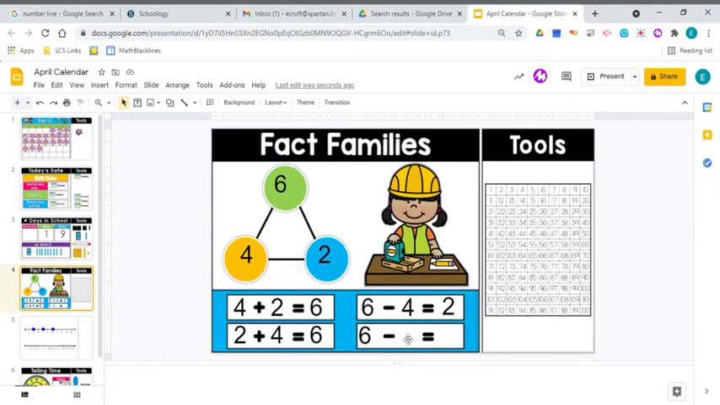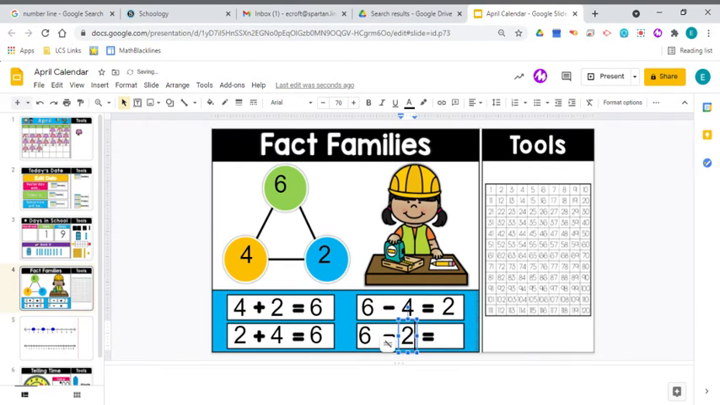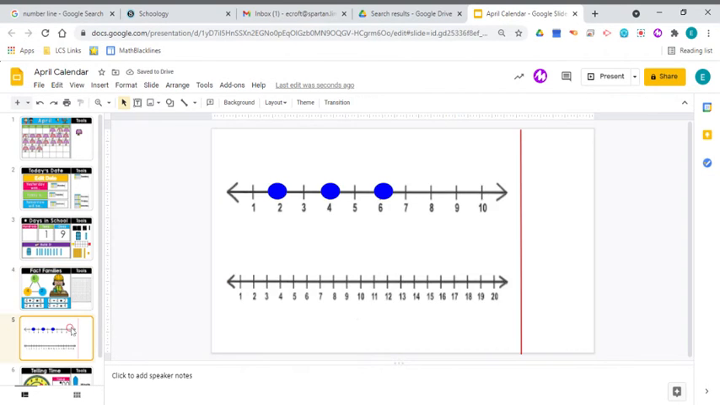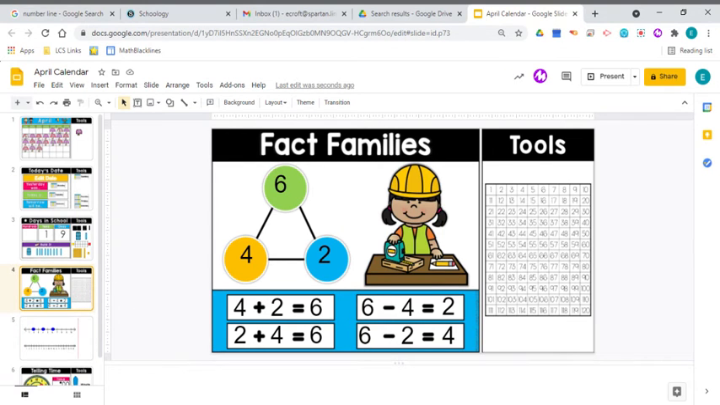So let's subtract the other part now. We've got 6. Let's subtract the 2. What will be left? The other part, 4, right? So let's just make sure on our number line that that's right, 6. And this time we're jumping back 2. Jump 1, jump 2. There we are. We landed on the 4 because 6 minus 2 equals 4.